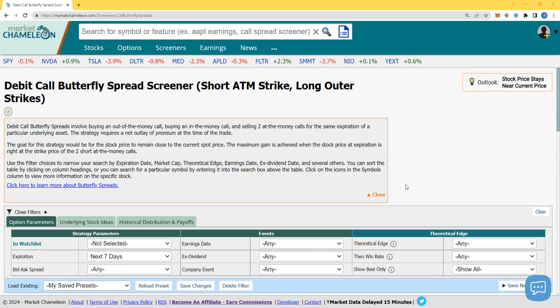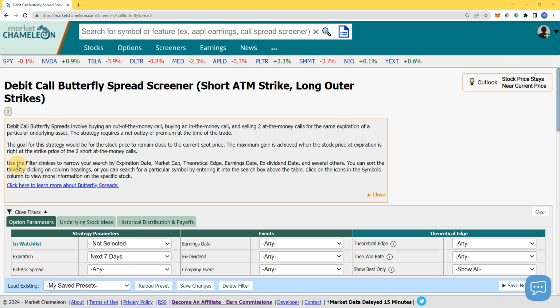Iron Butterfly tutorial with Market Chameleon. This is what we're gonna do today with a twist. We're gonna short the at the money strike and we're gonna long the out of the money strike, but the twist will be that we're gonna screen by theoretical edge, meaning the income that we collect, if we are right, is much higher than what we should have collected based on history or based on random walk down YouTube or Robinhood looking to sell Iron Butterfly. So let's get started.